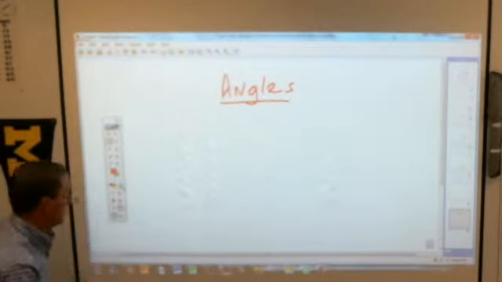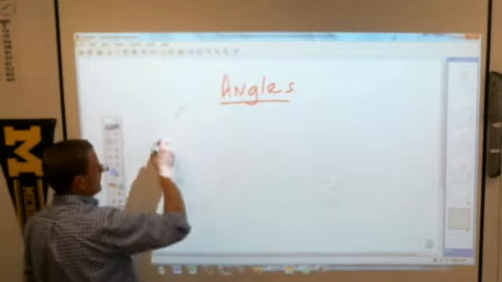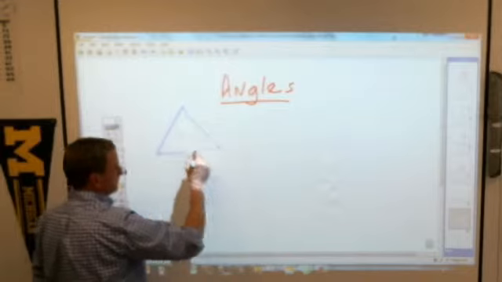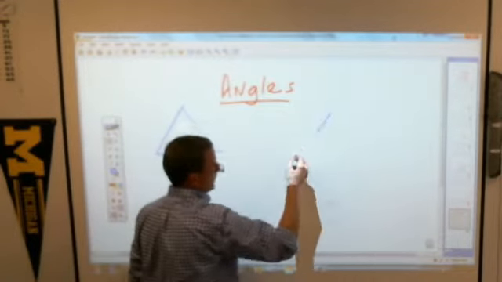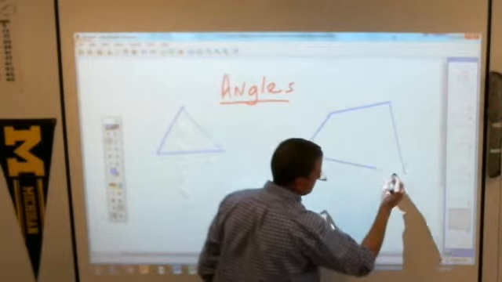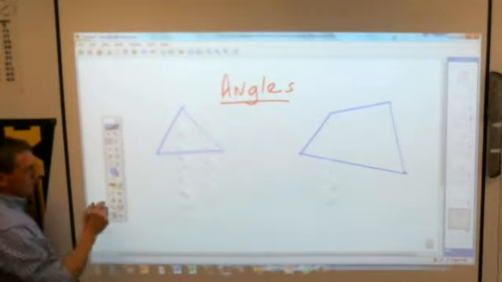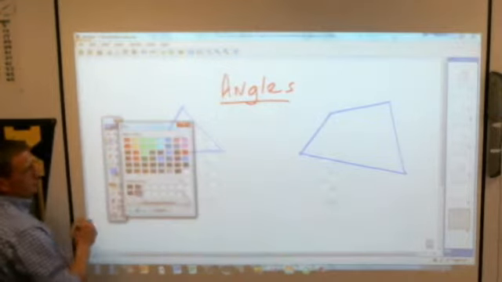This, we are going to draw two different shapes. One of them is a triangle and one of them is any old quadrilateral. So we've got a triangle and we've got any quadrilateral. It doesn't have to be square, it doesn't have to be a rectangle, it could be anything at all. Because we are talking about two things.